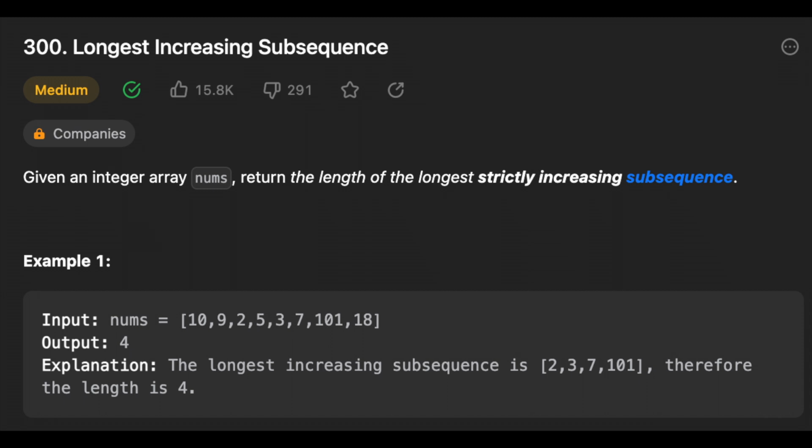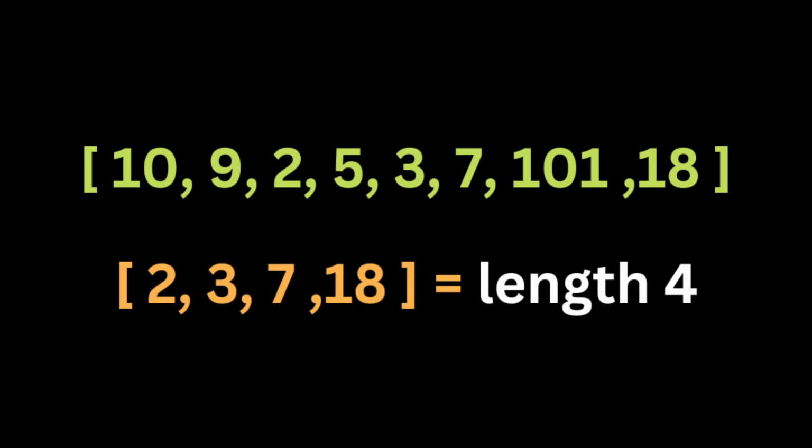The question gives us an array of integers and asks us to return the length of the longest increasing subsequence in this array. So let's say we have a list of numbers, and you also notice that those numbers in the subsequence are not adjacent.